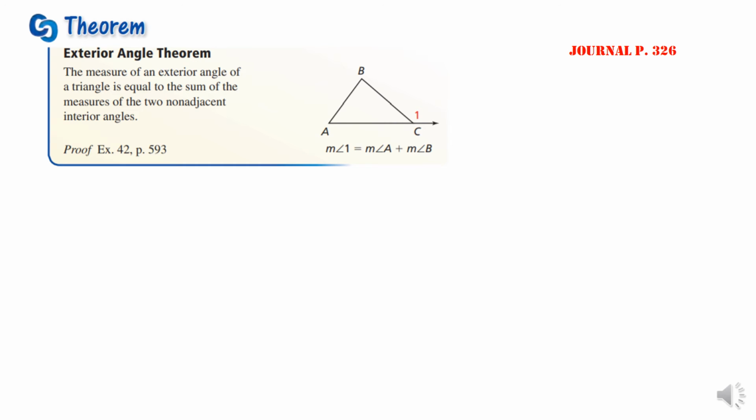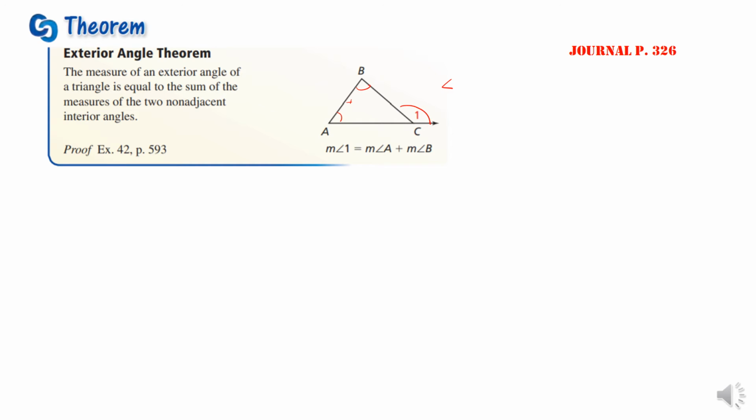Okay, so the exterior angle theorem says that the measure of an exterior angle of a triangle is equal to the sum of the measures of the two non-adjacent interior angles. So they're saying that this angle equals this angle plus this angle. Okay, now how do you prove that?